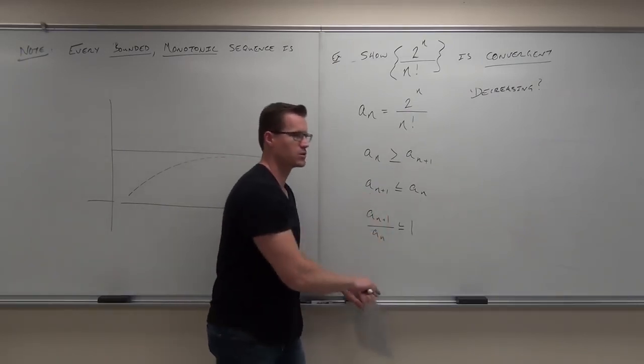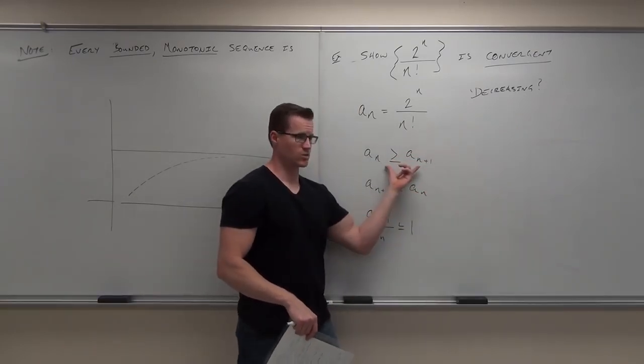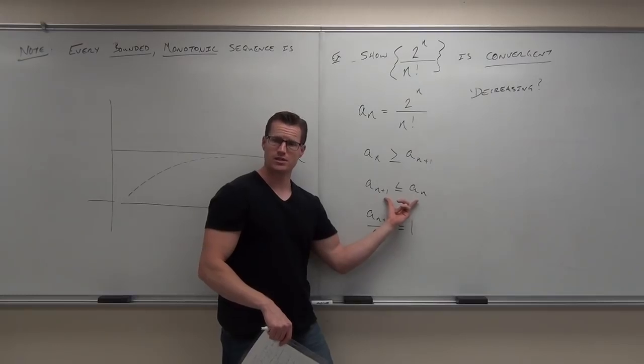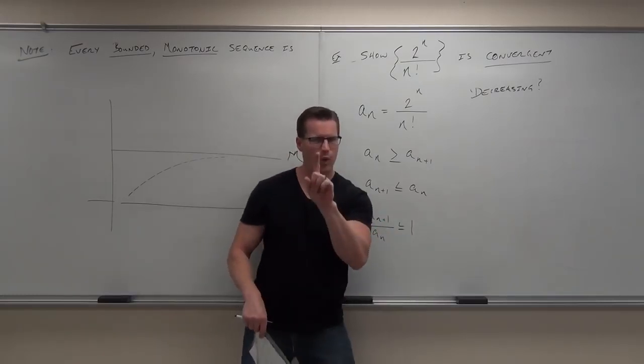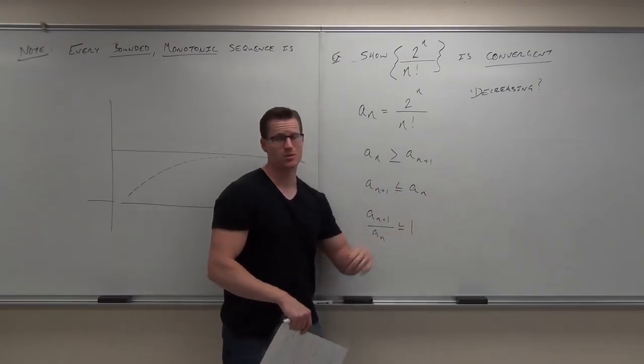If you can show this, you show monotonically. Does that make sense to you? Monotonically decreasing means this. That's what it means. This is the same thing as this. This is the same thing as this, provided one thing happens. Tell me something about a sub n for this to be true.